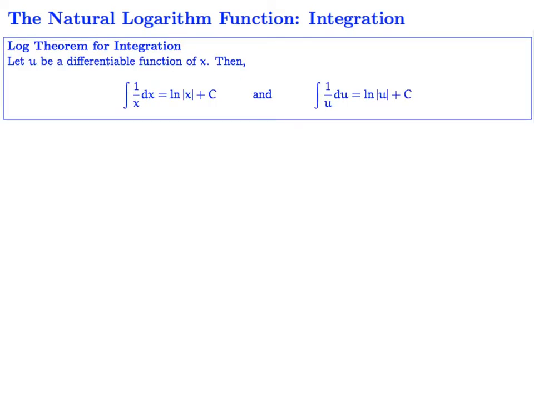So just to reiterate, the log theorem for integration says that if you look at an integral and it looks like 1 over x dx, the antiderivative is the natural log of the absolute value of x plus c. If it looks like 1 over u du, the antiderivative is the natural log of the absolute value of u plus c. So let's look at an example.